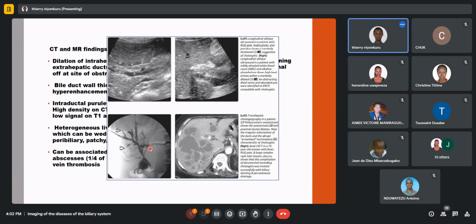On this image of transhepatic cholangiography, we can visualize the sectoral ducts where they are fusing to form the right hepatic duct. But when you look very well, you can see that there is an area of obstruction. You can see that there is no continuous flow of the contrast going to the duodenum, with the subsequent mild dilatation of the proximal intrahepatic bile duct. While on CT axial cut, you can visualize mainly in the right lobe a severely dilated intrahepatic bile duct.